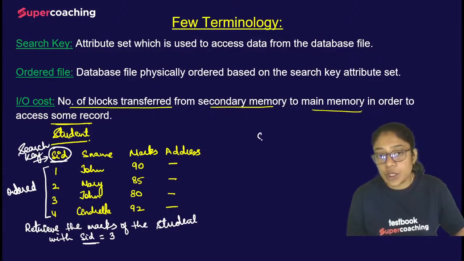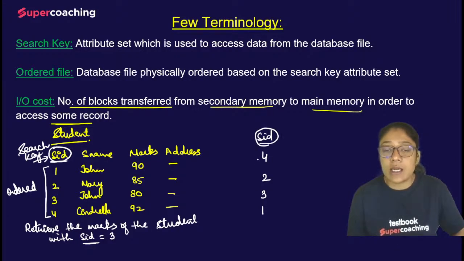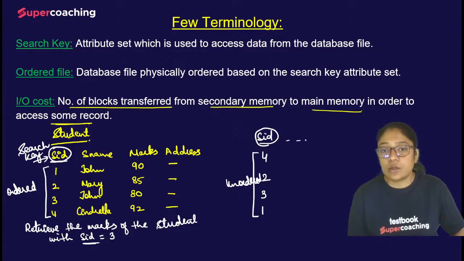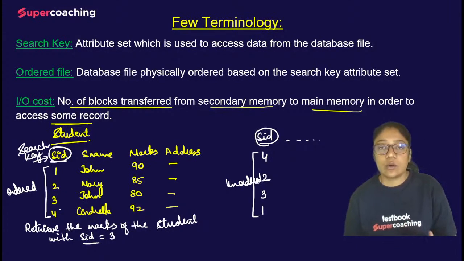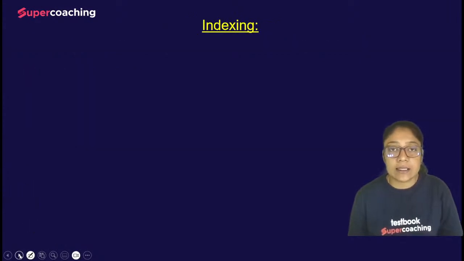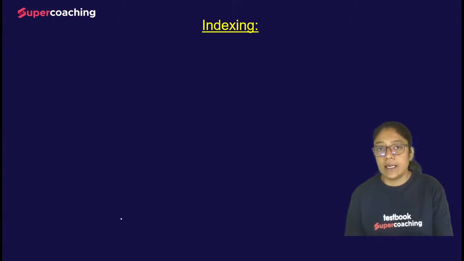If the search key is SID and I'm storing it as 3, 2, 4, 2, 3, 1, then this is unordered. I'm not constructing the complete database again. Make sense? So these are the few terms that we'll be using when discussing the different types of indexes. Next one is indexing.